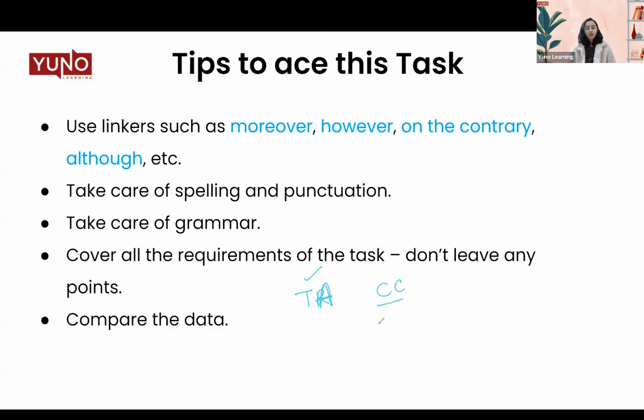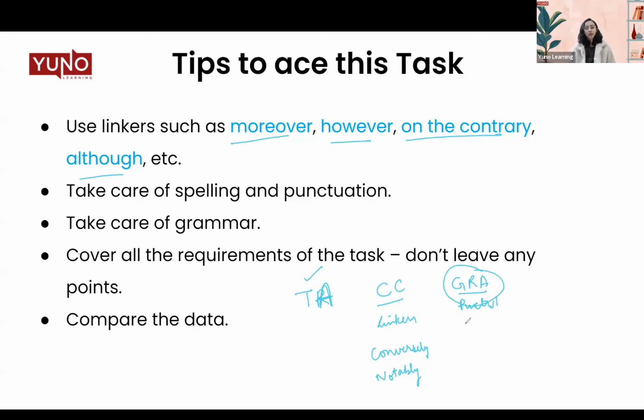Coherence and cohesion, you use linkers. Linkers like conversely, we used one here. We used notably. Other than that, you can use moreover, however, on the contrary, although, etc. Grammatical range and accuracy, as always, your punctuation should be correct, your subject-verb agreement should be correct. All of these constitute your grammatical accuracy.